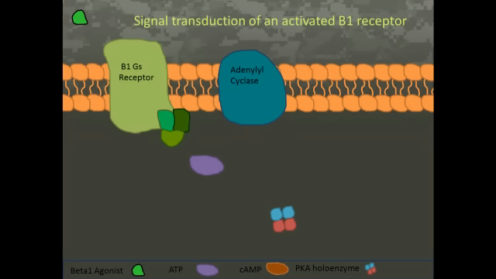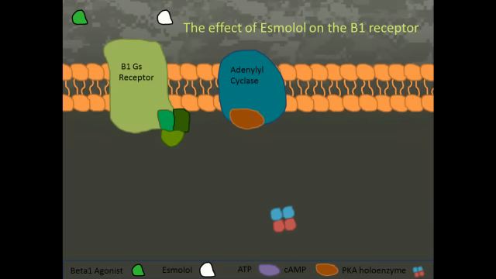Now, here we see the action of a beta-1 Gs receptor without the effect of the Esmolol. Once we add the Esmolol, it inhibits the attachment of the epi or the norepi, and the result is none of the later things happen, and you don't have the phosphorylation and all of the increases that you would see.